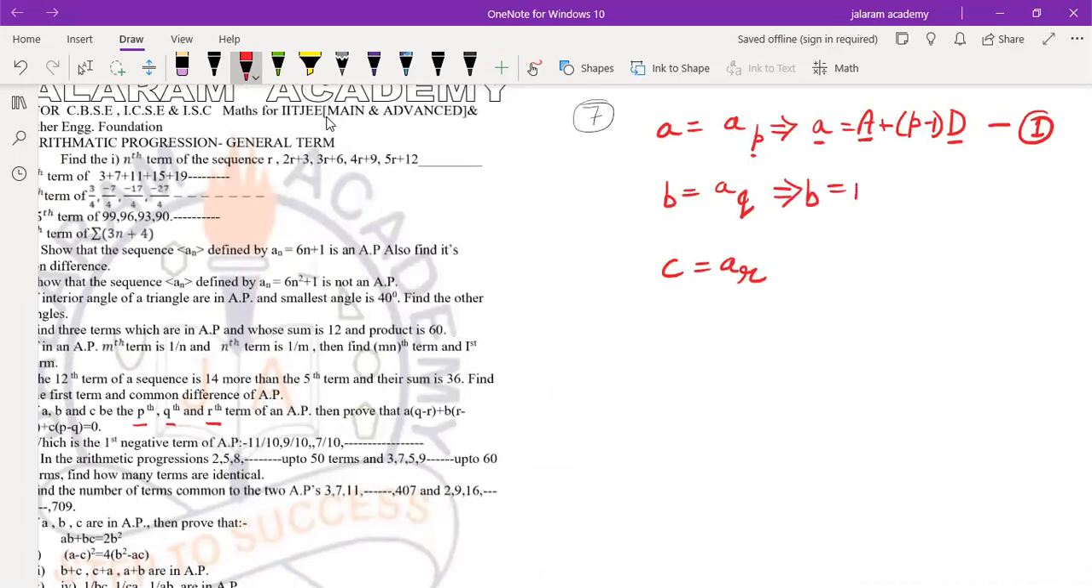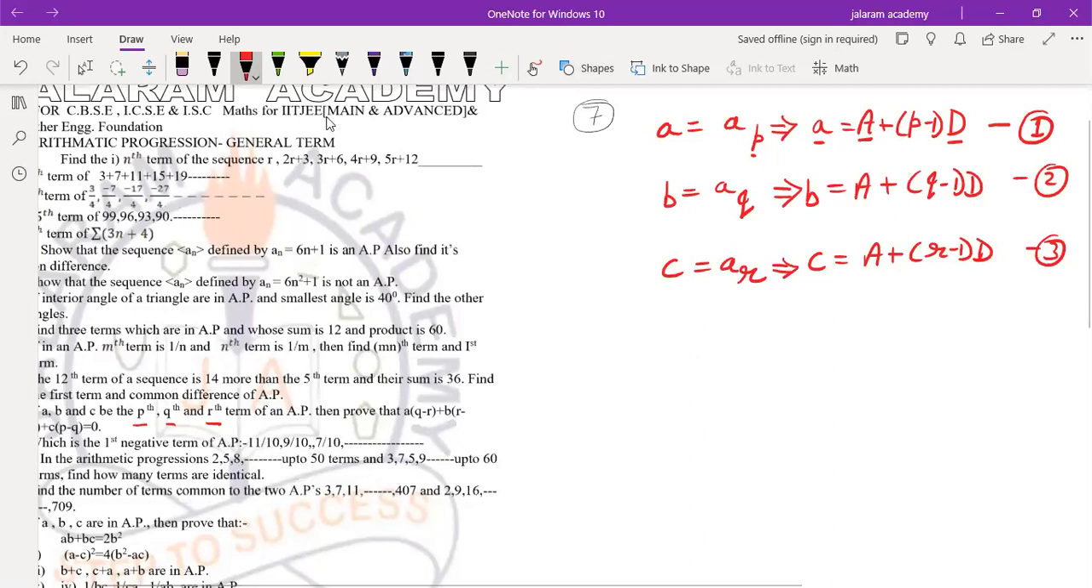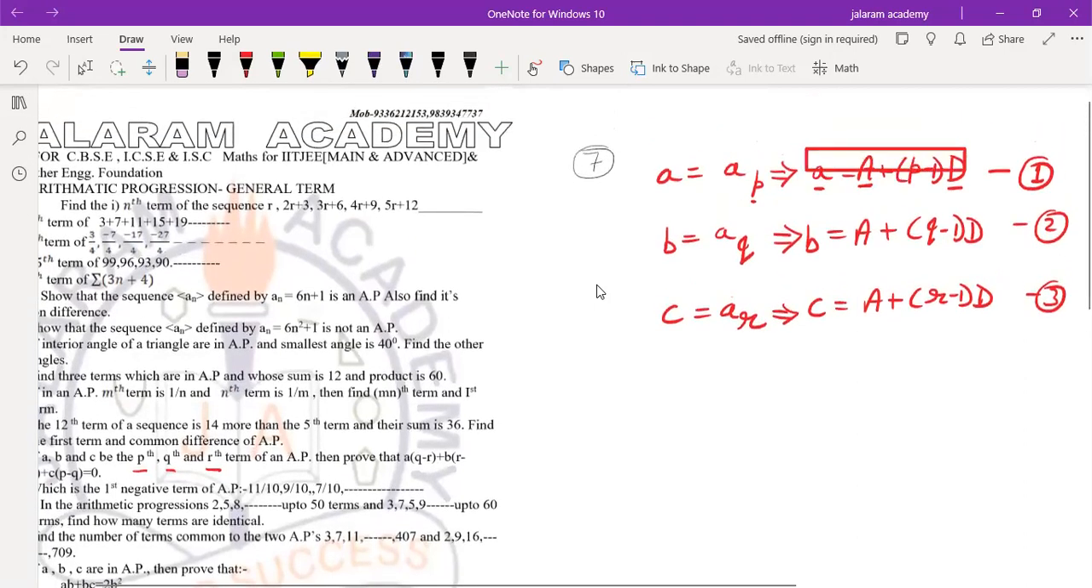Similarly, small b equals to capital A plus q minus 1 into d, and small c equals to capital A plus r minus 1 into d. So these three are the equations which are given in question. If Pth, Qth and Rth term of an AP are A, B and C, means small a equals to A plus P minus 1 into D, small b equals to A plus Q minus 1 into D, and small c equals to A plus R minus 1 into D. These three equations are given.